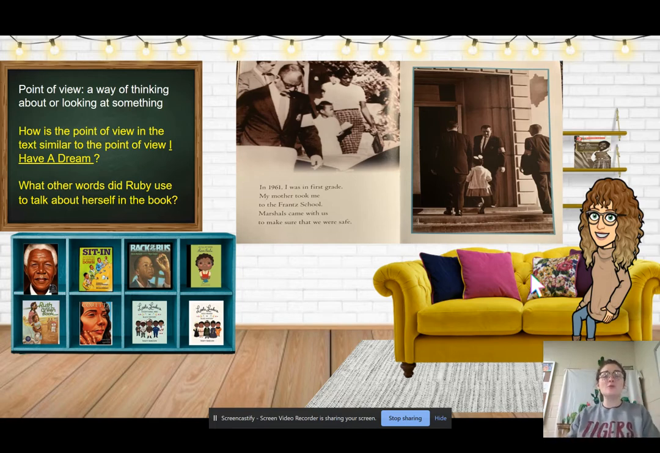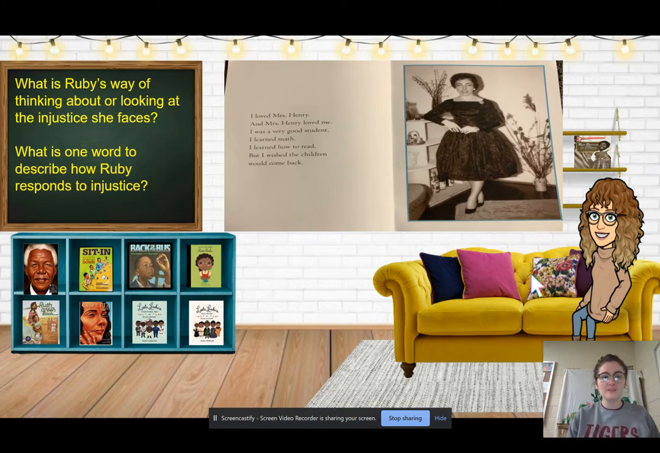So as we are reading this text, as we are exploring this text, we are going to put ourselves in Ruby's shoes. What does that mean? We are going to be seeing things from the inside of her heart and the inside of her mind. We are going to know what she was experiencing and how she was feeling from her own words. So we are going to be thinking about how Ruby thinks and looks at the injustices she faces. How does she feel and how does she respond to injustice?